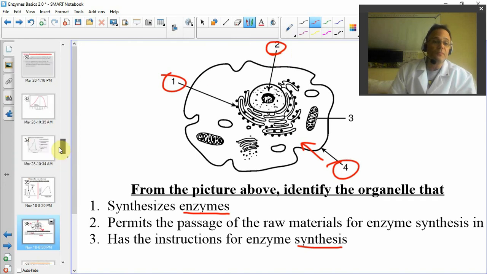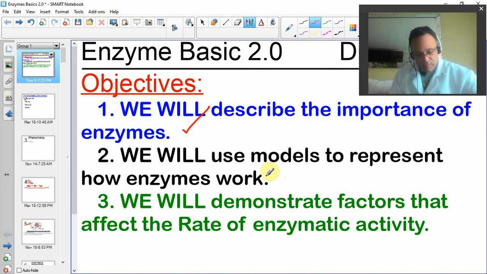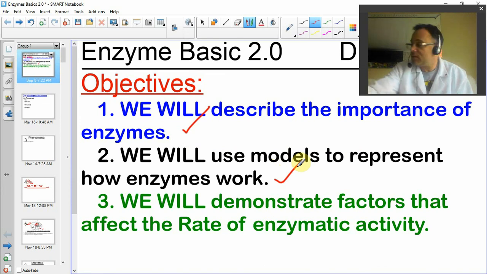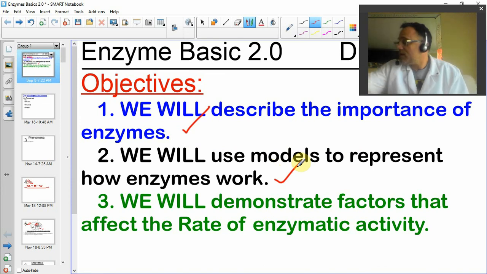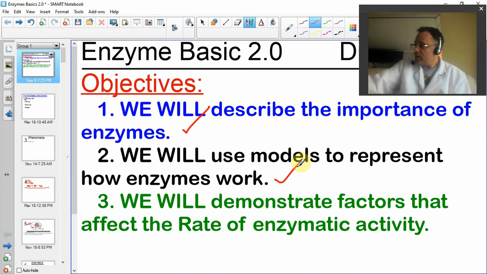So, rolling back to our objectives, we will describe the importance of enzymes. Done. Chemical reactions require them. We will use models to represent the enzymes. Models, many illustrations. Done. And we will demonstrate the factors that affect enzyme reactions. Done. I hope this helped.